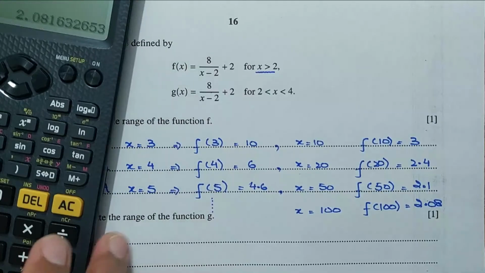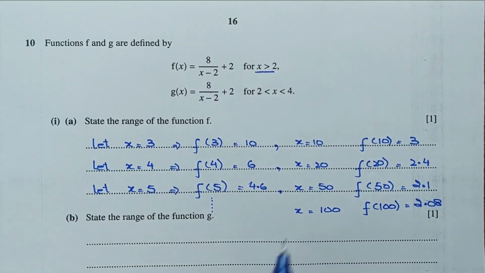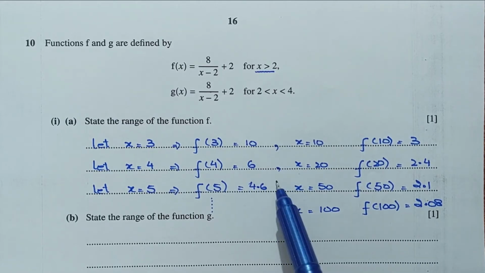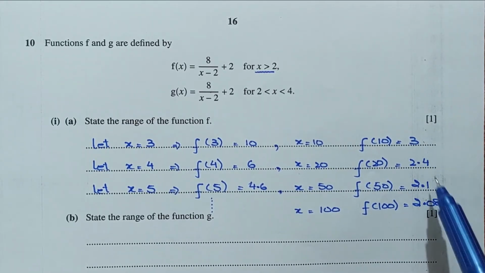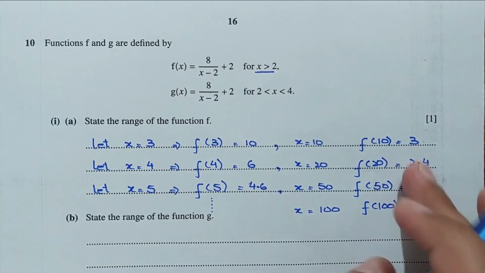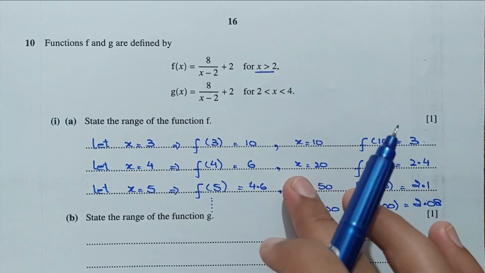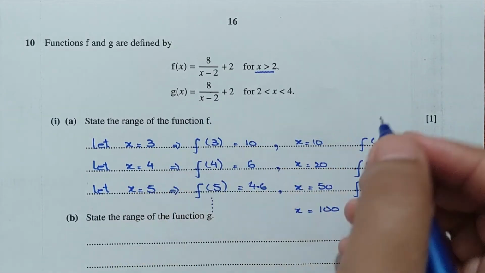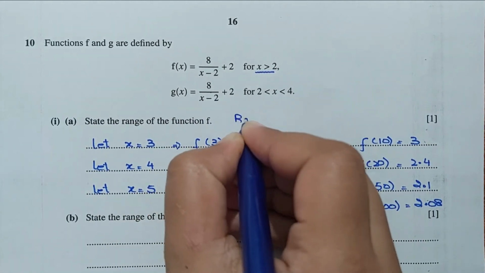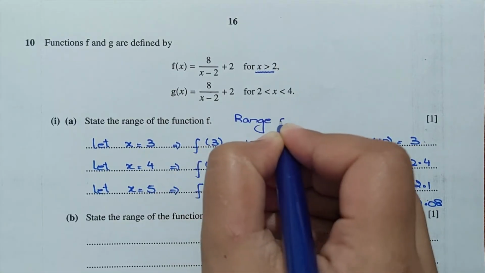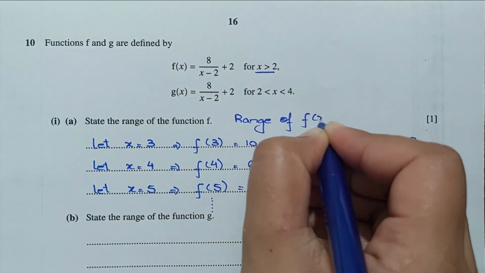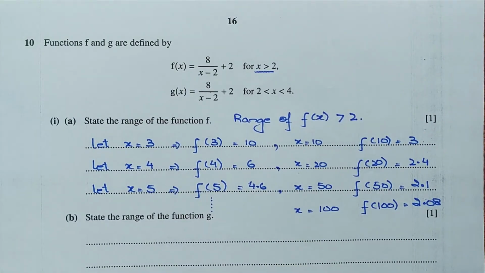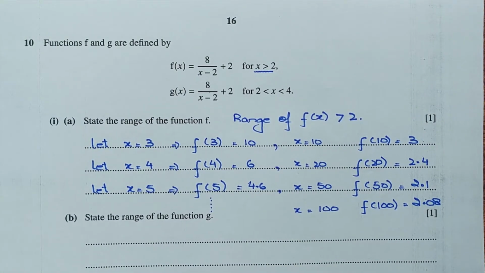So as you can see the outputs, we got the results that the output is greater than 2. For 10 we got 3, and it's closer to 2. Now we can easily guess that when x is 20, 50, 100, it is closer to 2. So it means the range of f of x is greater than 2. The output is more than 2. So range is basically the output.